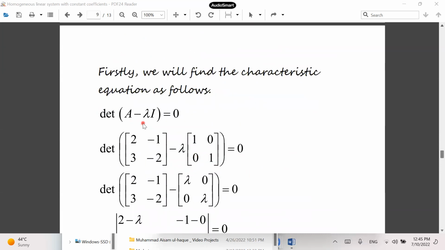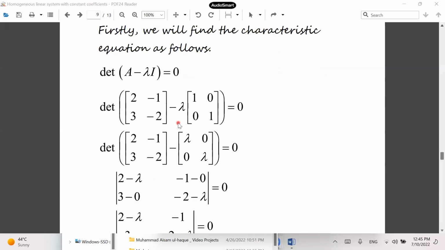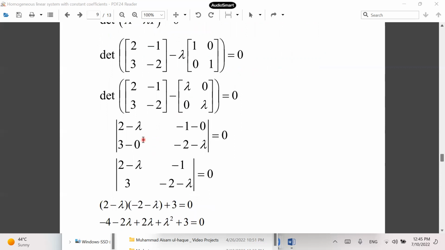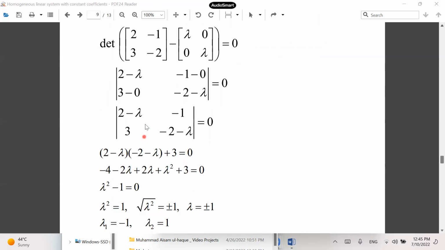Firstly, we have to find the lambda, the eigenvalues, that is, the determinant of A minus lambda I equals 0. So here we are going to find this determinant. In order to find it, just substitute the value, where this is A and lambda I is the identity matrix. So just multiply them and we find whatever the roots are.